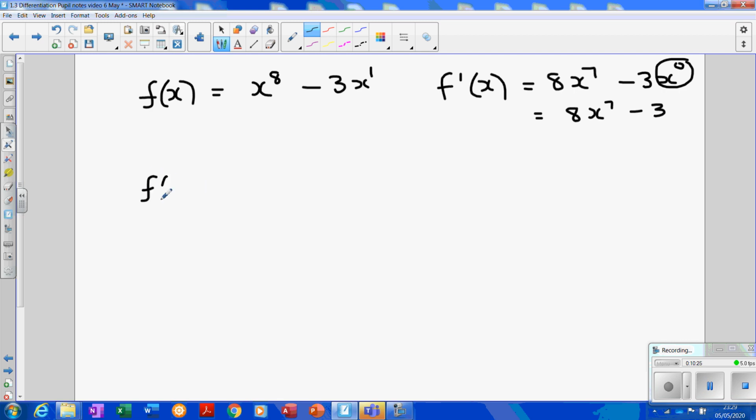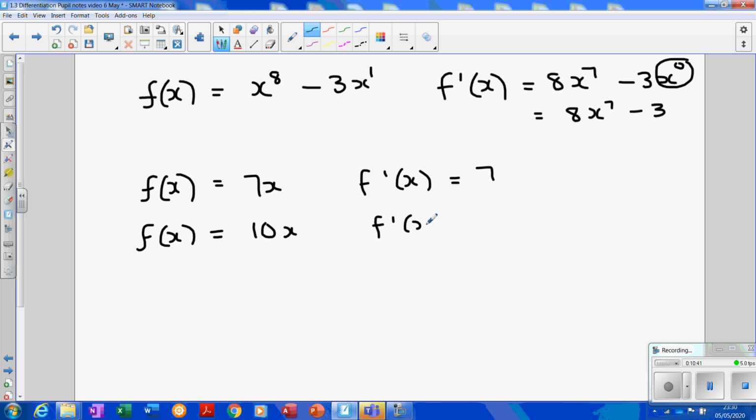If you've got f(x) is equal to 7x, f dash x just is equal to 7. If you've got f(x) is equal to 10x, then that becomes f dash x is equal to 10. If you've got f(x) equal to a half x, then that just becomes f dash x is equal to a half. Okay, and that's because it goes to x to the power of 0, which is 1. But you don't need to go through all of this. Just learn that. You drop the x and it becomes the constant.